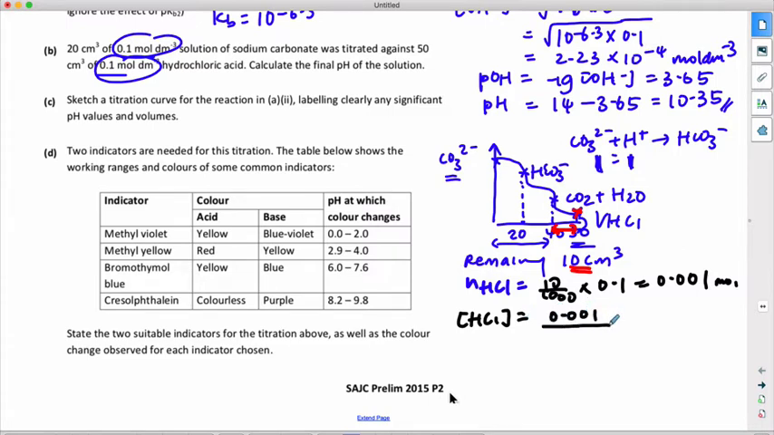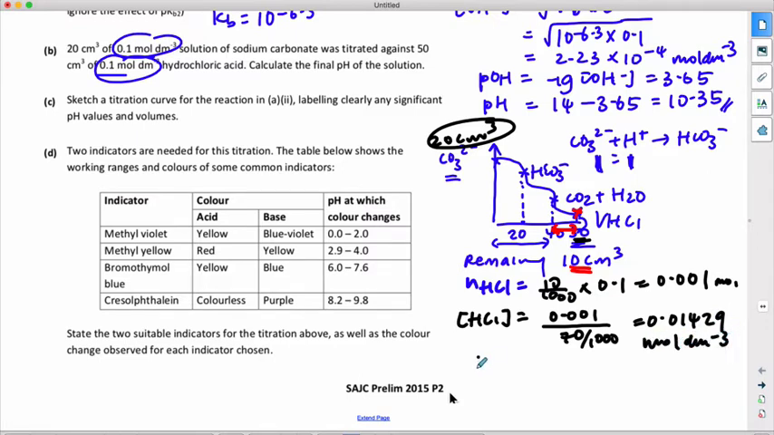The total volume is actually 20 cm³ plus 50 cm³. That's the total volume at that point, so it's going to be 70 cm³. All right, work it out. You should get a value of 0.014 0.29 moles per dm³.